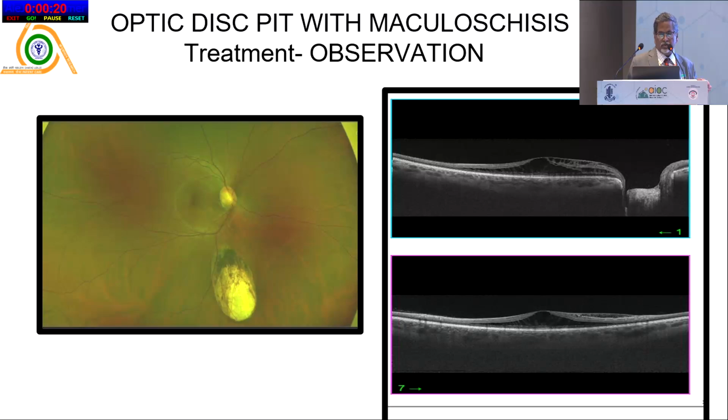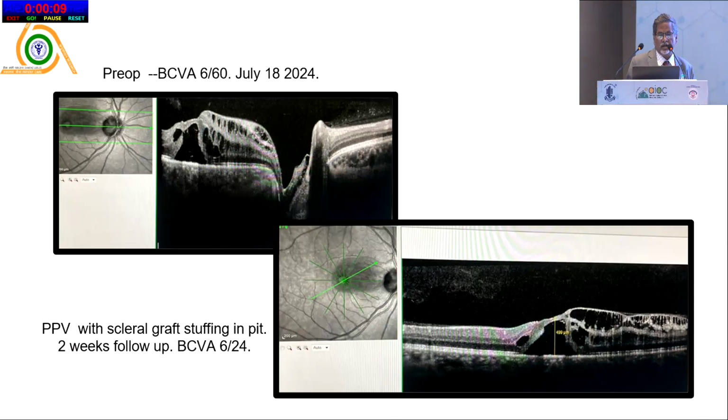So this is another case where we have done just observation. This is just to show you, if there is only macular schisis and no neurosensory detachment, then we should not operate, because there is no complaint. This is an incidental finding which was detected.